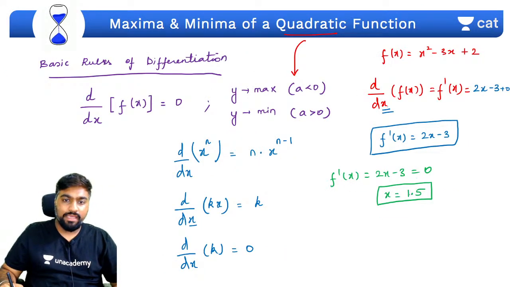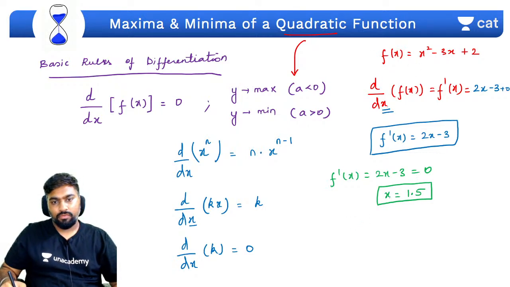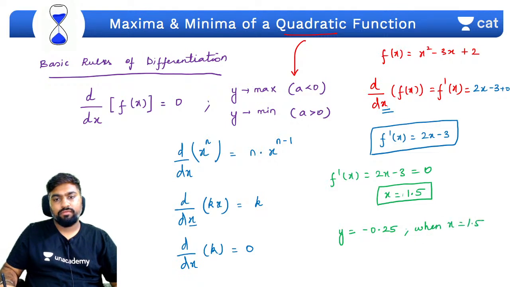So if you plug in this 1.5 in the equation, you will get the y value. Plug this in the y function, you will get it. So this will give us what? Minus 0.25 when x is equal to 1.5. Clear?